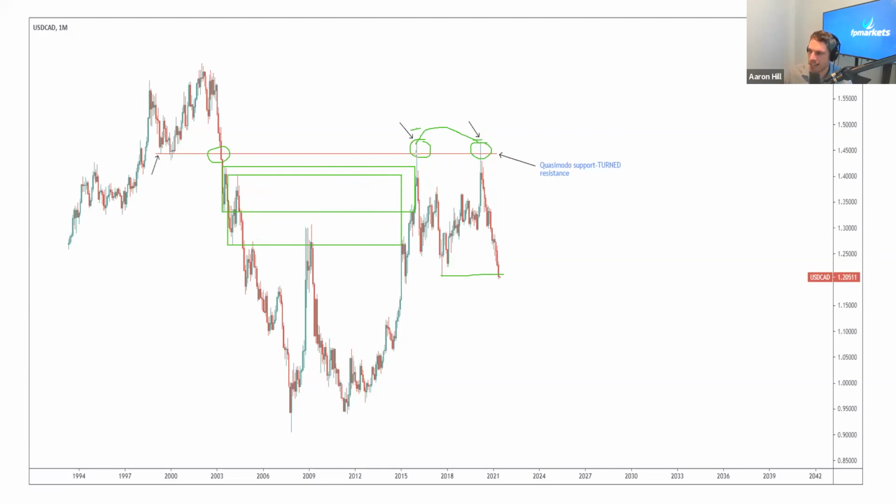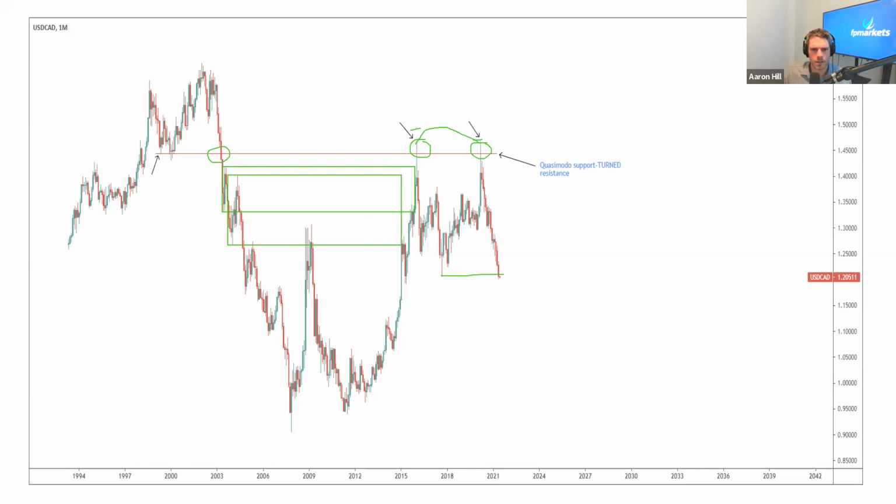This hidden, almost hidden Quasimodo support turned resistance. And again here, okay, I probably wouldn't have taken this one, but this one is almost mouthwatering in the sense that there's nothing obvious telling you that this is where sellers could potentially come in, because the approach is important with these QMs as well. So we break, as you can see, we have sellers, sellers, sellers, pain. Okay, this is the area of pain for me.